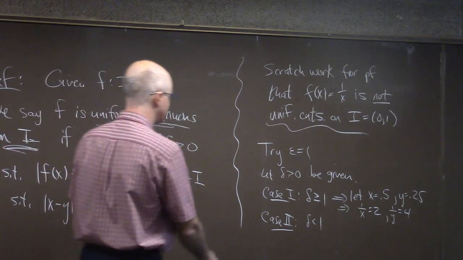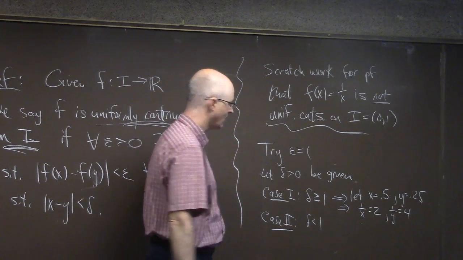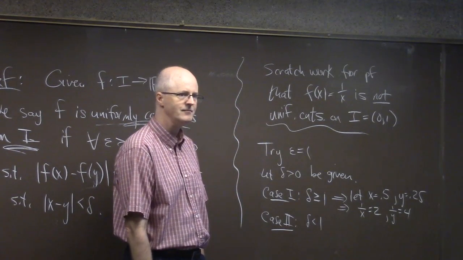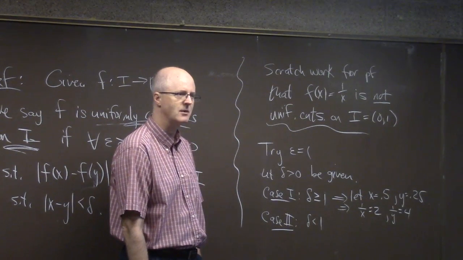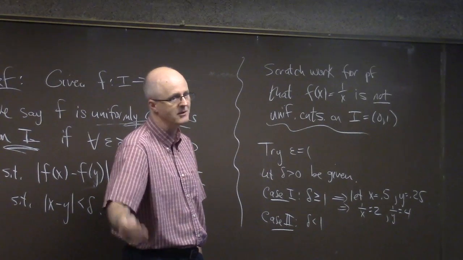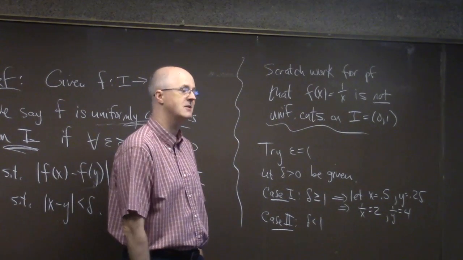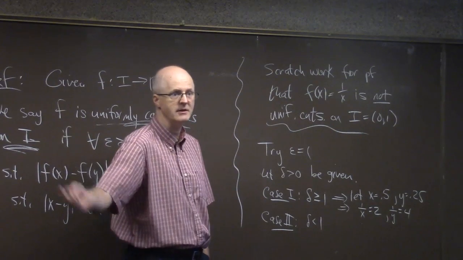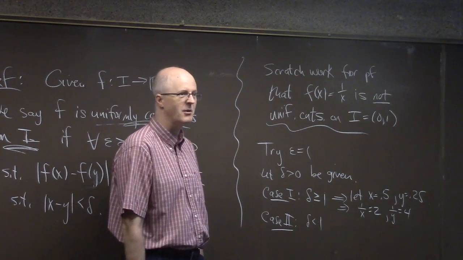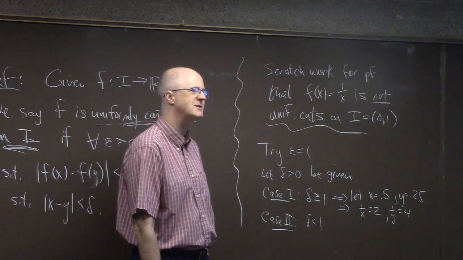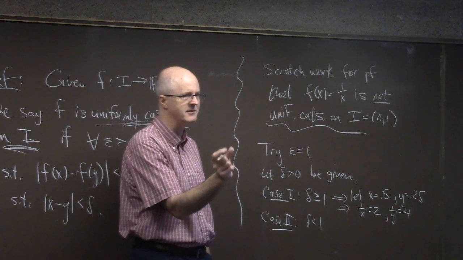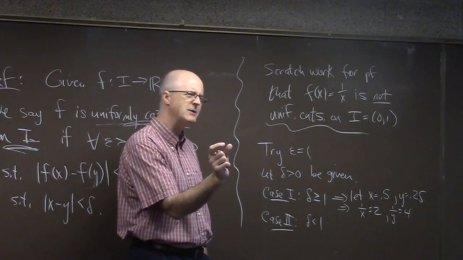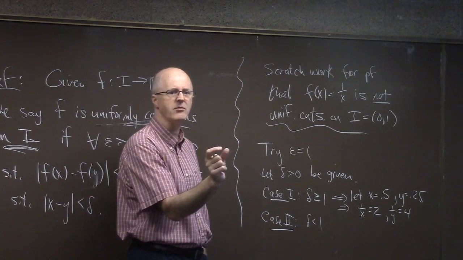The harder case is case 2, where delta is less than 1. It's positive, but less than 1. You don't know what it is. Could be close to 1, could be 0.999, could be really close to 0, 10 to the negative million power or something. You don't know what delta is. So you need to pick x and y within delta of each other. How are you going to do that if you don't know what delta is? Well, pick something involving delta.